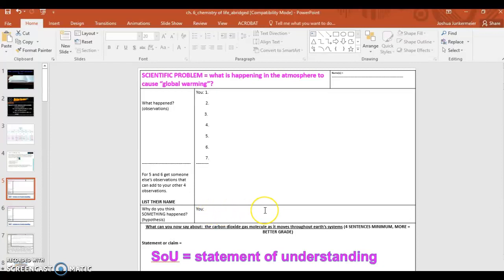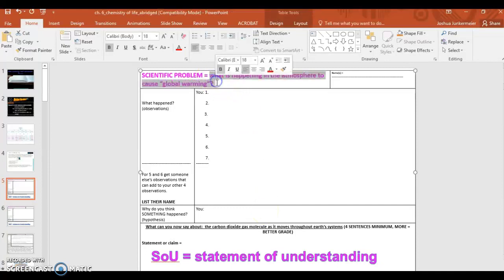And this hypothesis will be us stating something that we think is a good answer to this problem right here. After we take some observations, we should feel a little more comfortable saying what is happening in the atmosphere to cause global warming. Now we may not, but the goal is to have a hypothesis that seeks to explain this scientific problem above. When you have a scientific problem and some knowledge you gain from observations, you then generate a hypothesis.